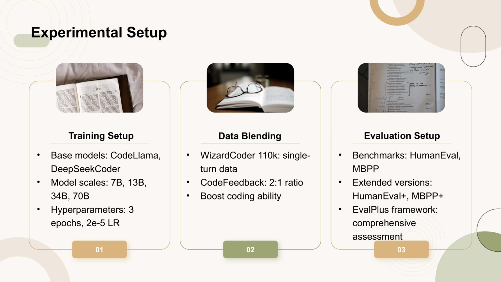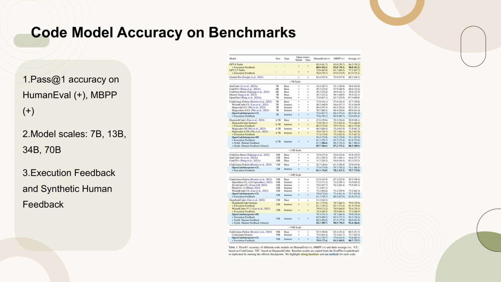For evaluation, the framework leverages the HumanEval and MBPP benchmarks, including their extended versions, HumanEval Plus and MBPP Plus, using the Eval Plus framework for a thorough assessment. Table 1 presents the pass-at-1 accuracy of various code models across different scales on the HumanEval Plus and MBPP Plus benchmarks, along with their average Plus scores. The table categorizes models based on CodeLlama, CL, and DeepSeek Coder, DS, and includes baseline results from the Eval Plus leaderboard. It highlights strong baselines and the performance of our methods at each scale.